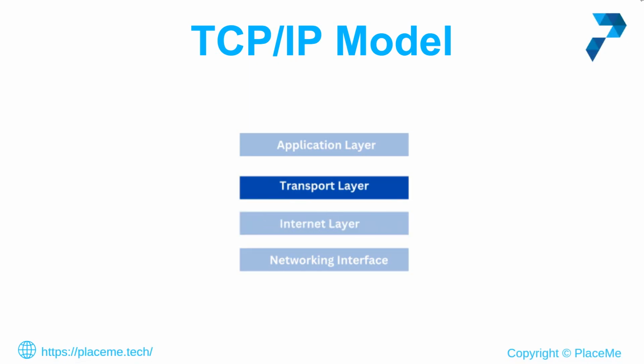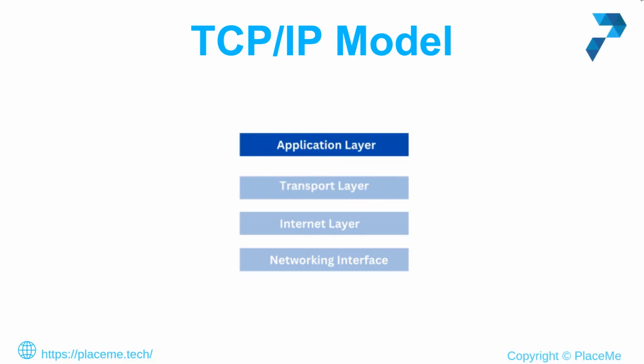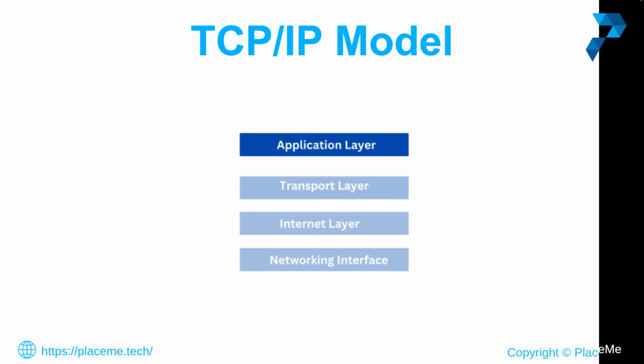Layer 3. Transport. It manages process-to-process communication with TCP and UDP. It implements error detection, flow control, and congestion control for reliable data transmission. Layer 4. Application. It combines OSI's top 3 layers, supporting protocols like HTTPS, FTP, and DNS to handle web services, file transfers, and domain resolution.